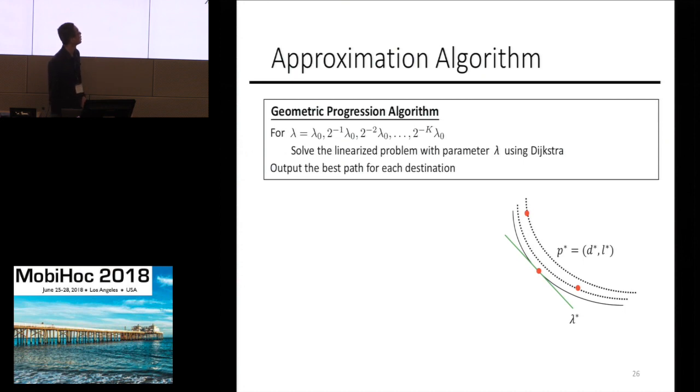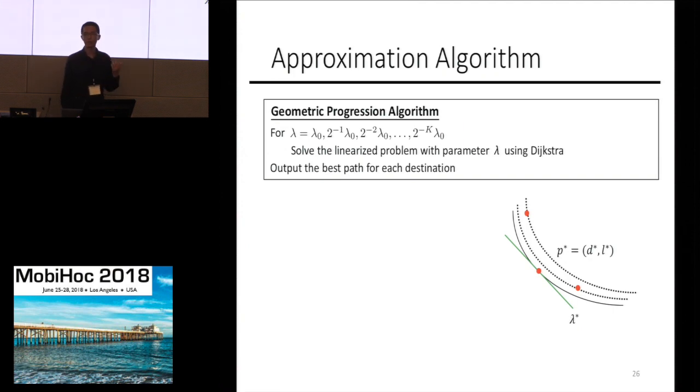So here, this one, the optimal one, has a minimum path loss. But these two have a higher path loss. As I mentioned, for the optimal path, there exists an optimal lambda star, which corresponds to the linearized problem that gives us this optimal solution.